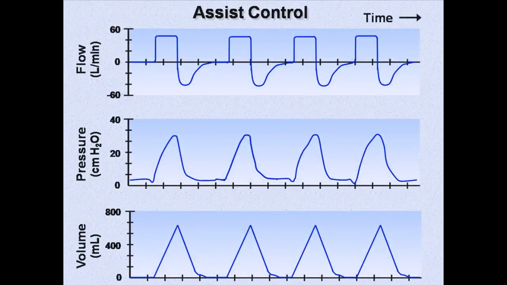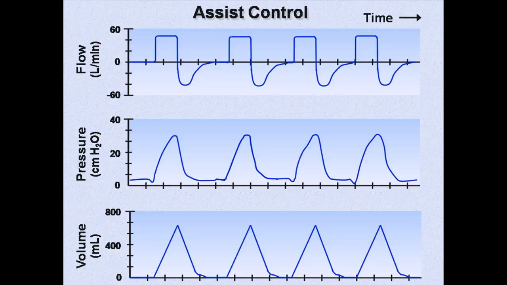Here is the typical appearance of flow, pressure, and volume graphs for the assist control mode. In assist control, the ventilator senses an inspiratory effort by the patient and responds to each by delivering a preset tidal volume. The patient is able to vary respiratory rate, but a backup rate is set to prevent hypoventilation, such that if a certain period of time passes without the patient initiating a breath, the ventilator will give one.